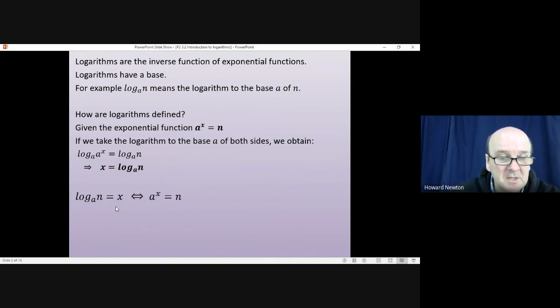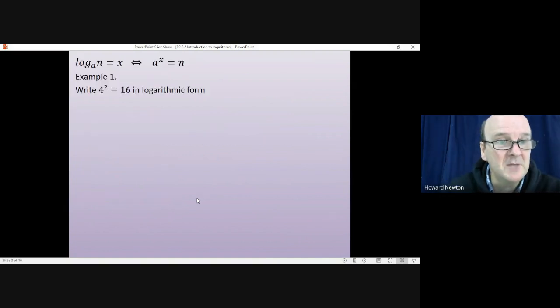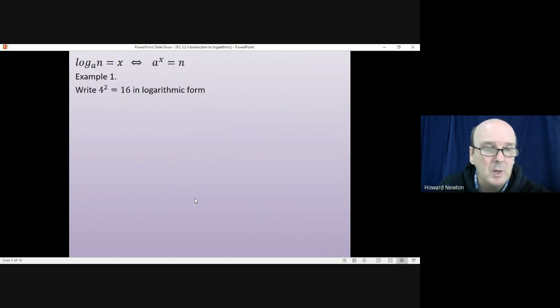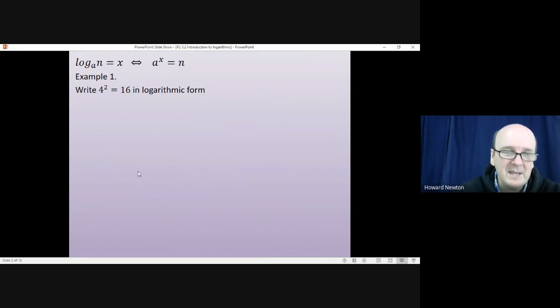And that is one thing that you have to be able to do. Just change from logarithmic form to exponential form, or back the other way, from exponential form to logarithmic form. Let's have a look at how you do that. So example 1, we've got an exponential statement, 4 squared is equal to 16, and we're asked to write that exponential statement in logarithmic form. Now, I'll let you have a go at doing that yourself first, see if you can make sense of this. So pause the video, have a go, and come back to me when you're ready.